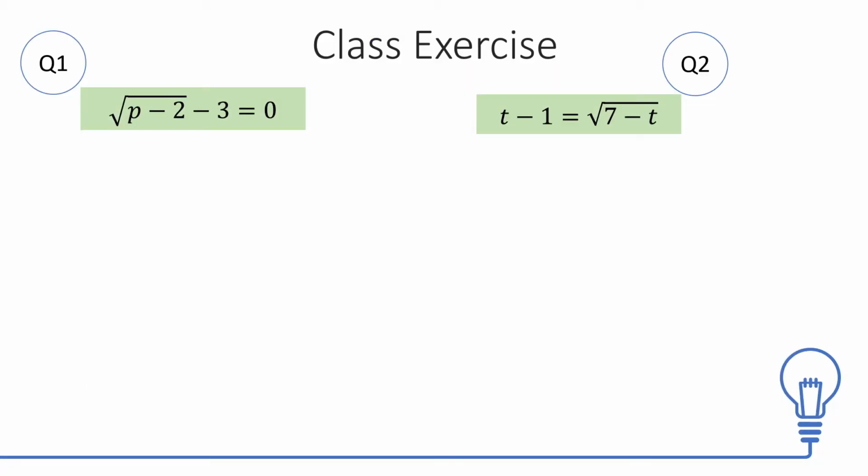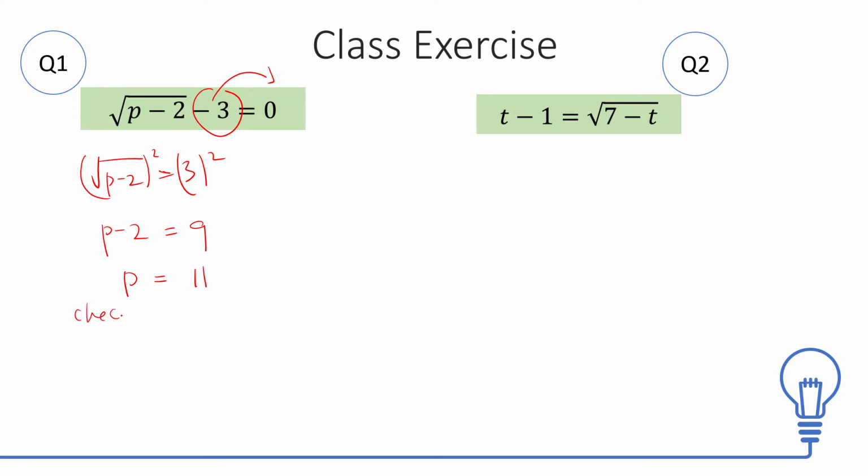Okay, so let us have some practice. Okay, so this one, the first question 1, our strategy keep one surd on one side, so the negative 3 shifted to the other side, so I have surd p minus 2 equals to 3, and step 2, squaring both sides, so I have p minus 2 equals to 9, so p equals to 11.